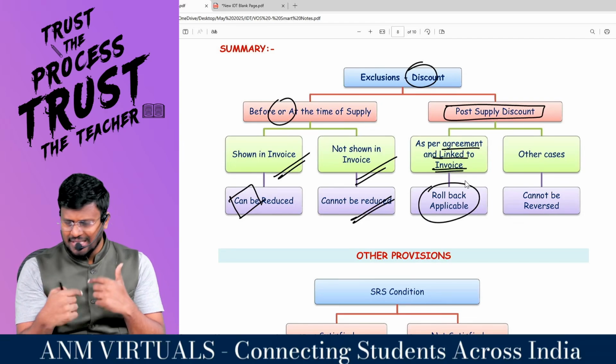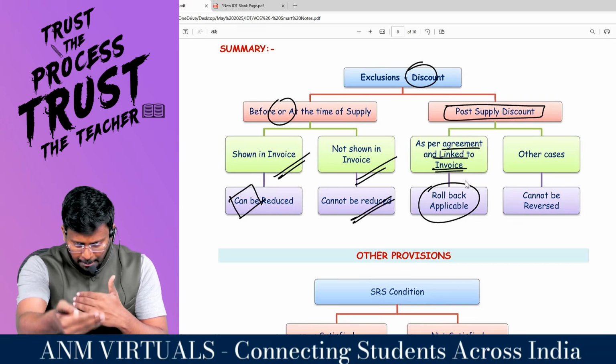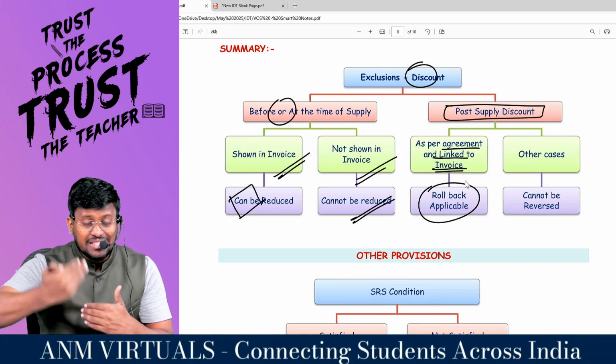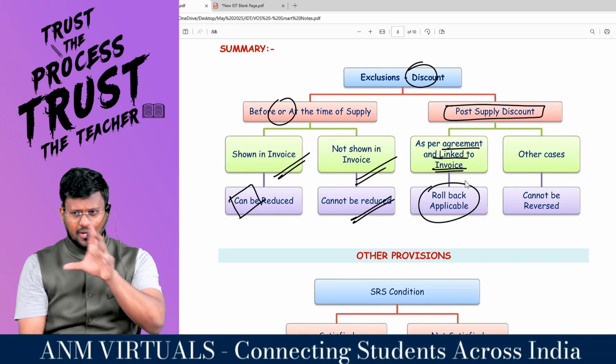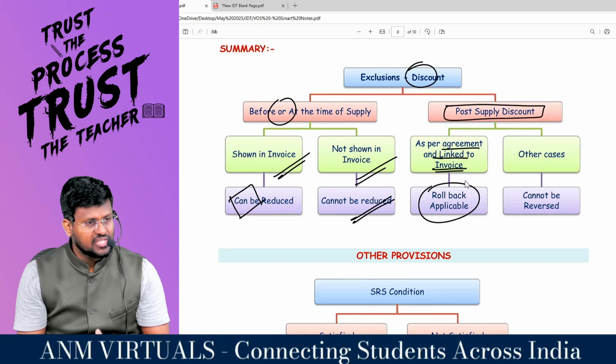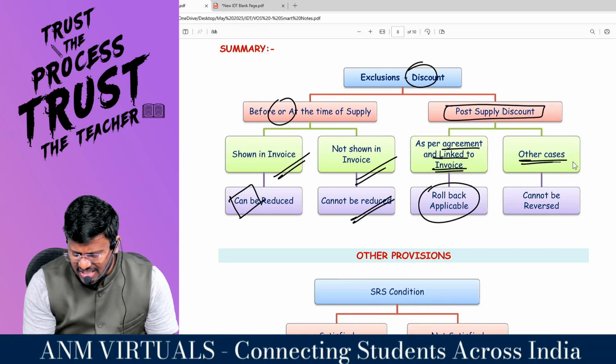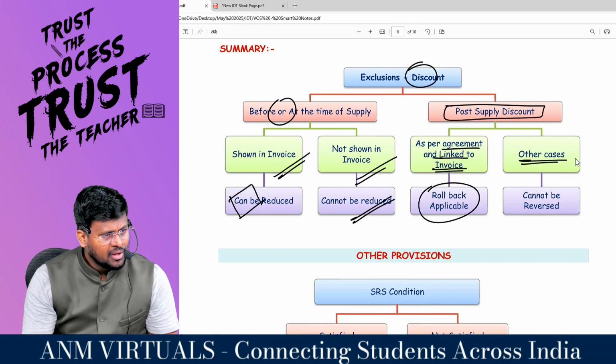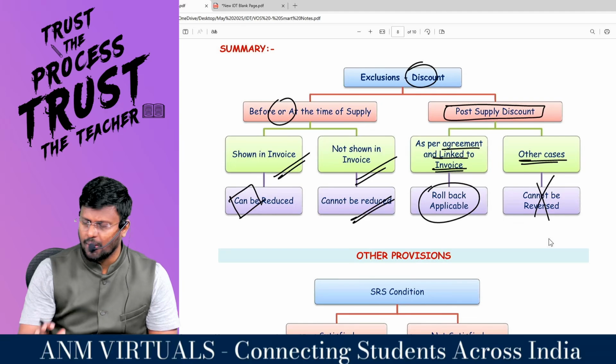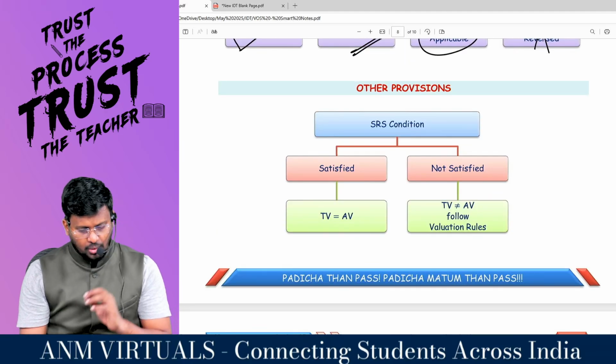Rollback provision in the sense means you can come back and reverse the ITC component. How we have reversed the ITC for that 5,000 rupees. Comfortable? And in other cases, that means if the three conditions have not been satisfied, it cannot be reversed. Once GST paid is paid. Are you all really with me?